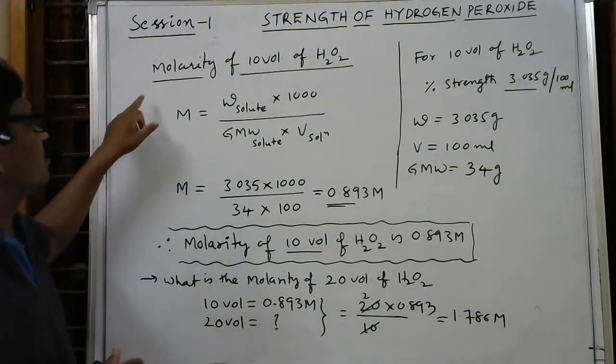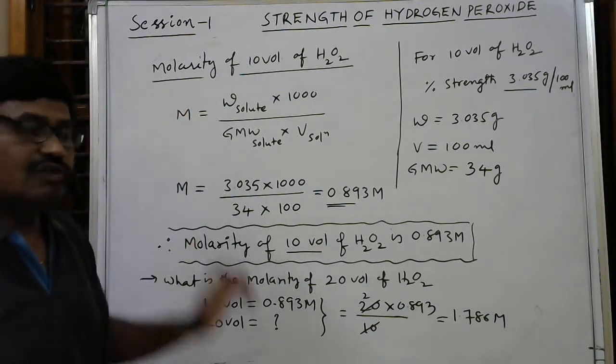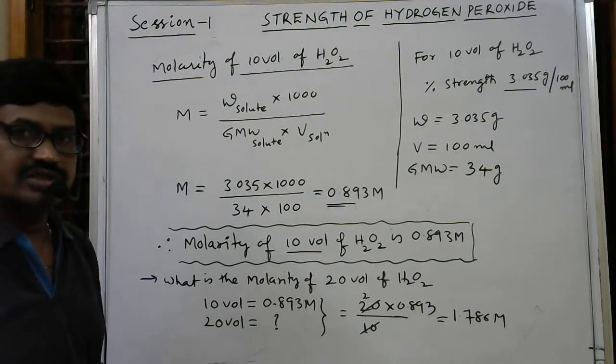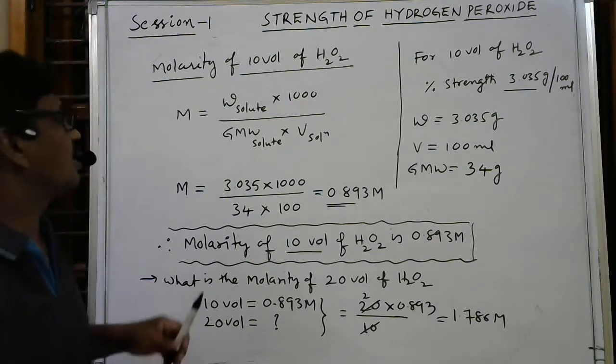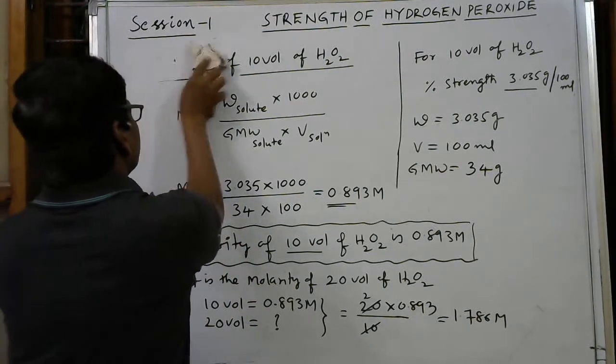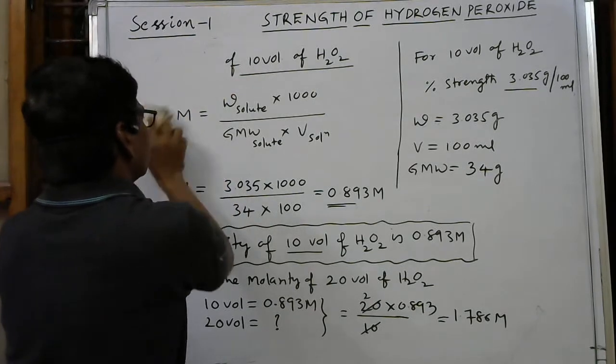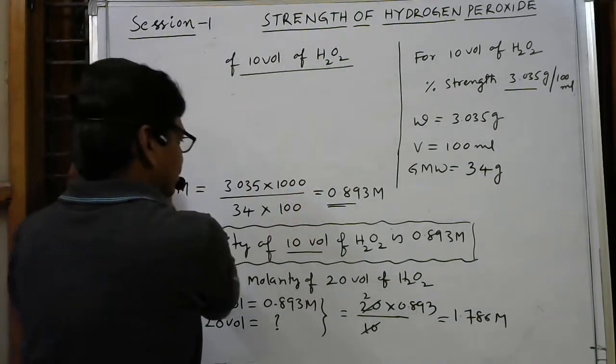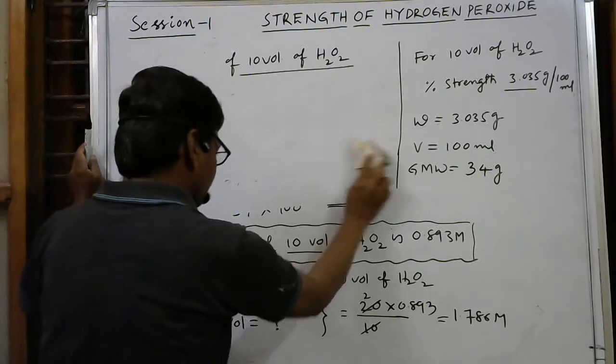Now we'll calculate the normality of 10 volumes of hydrogen peroxide. Normality of 10 volumes of hydrogen peroxide. Here, I'm just changing the heading. Normality, the rest is the same. Data points are the same. The normality formula you have tried.